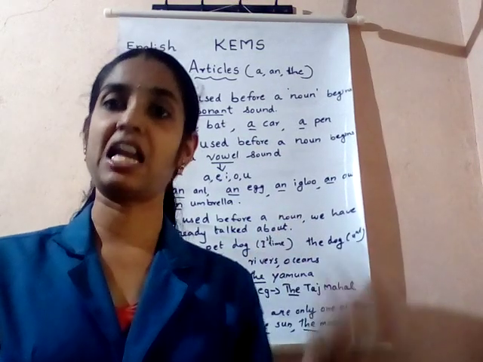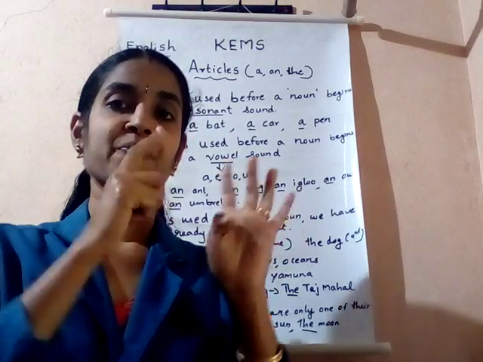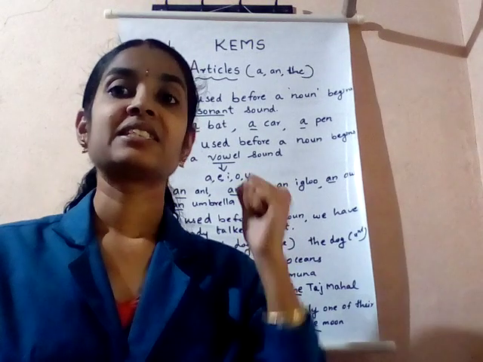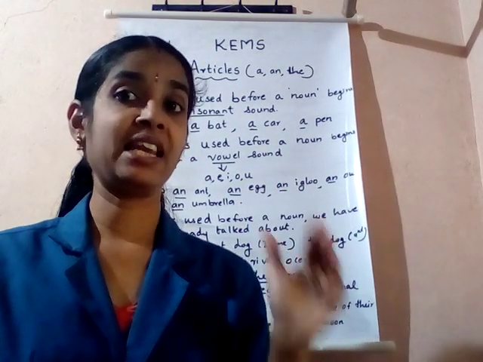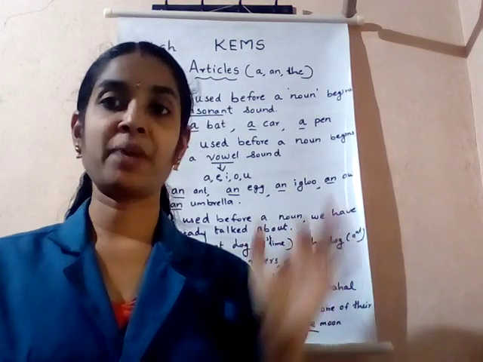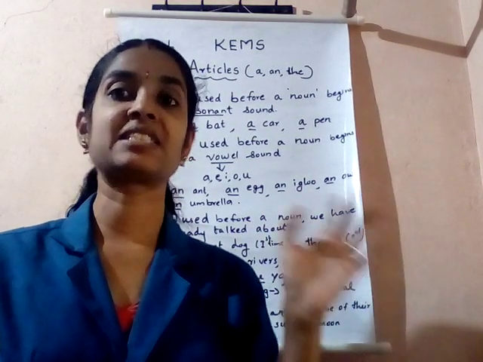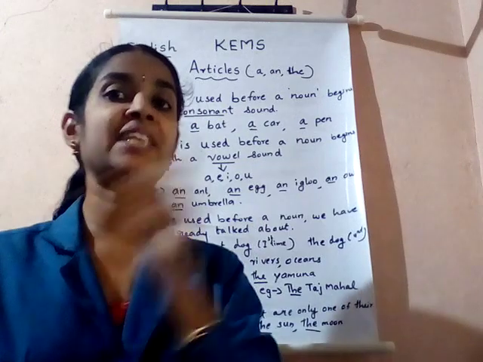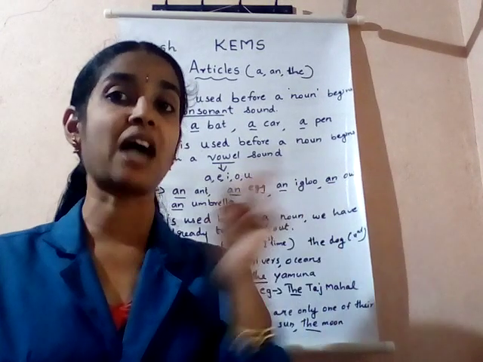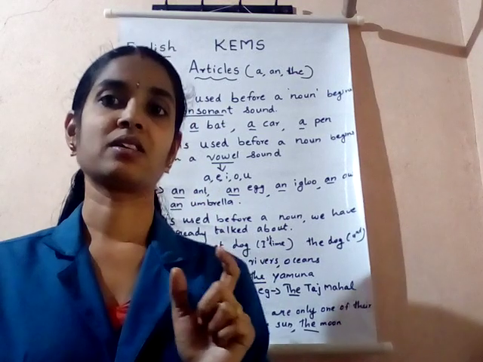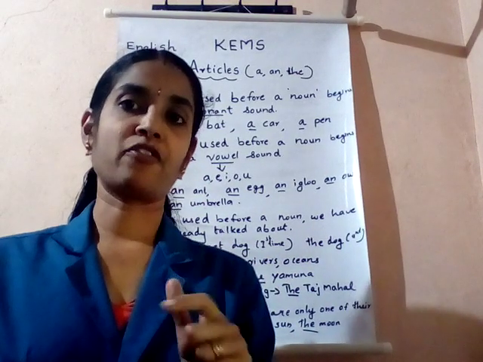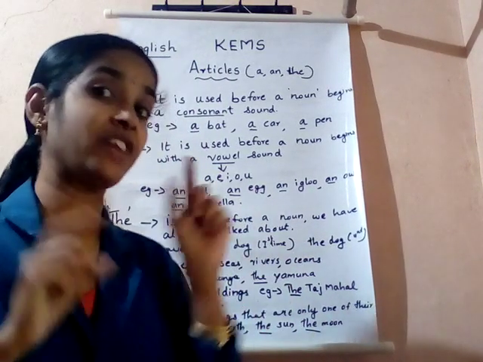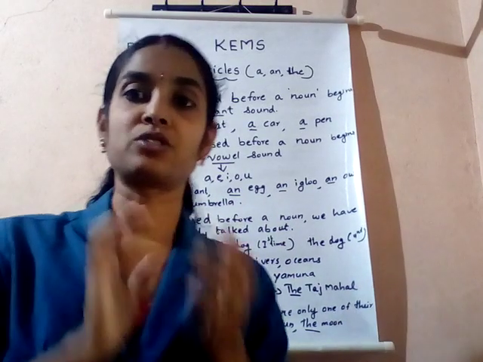That means the other alphabets. So that means B, C, D, F, G, H, J, K, L, M, N, P, Q, R, S, T, V, W, X, Y, Z. Before these letters or these sounds, that is called a consonant sound, we use a. Before a noun with a consonant sound we have to use a.